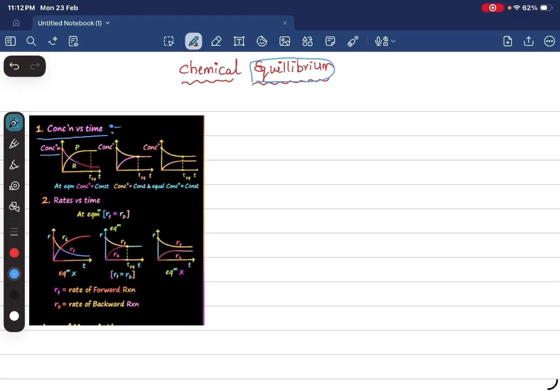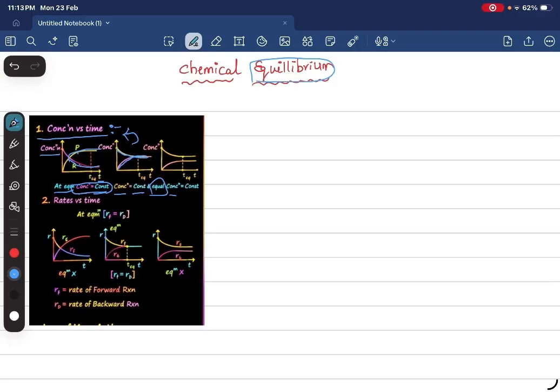Where concentration versus time, if you observe, at equilibrium the concentration equals a constant in this graph. So this is how we can represent equilibrium. The second graph is also another way to represent the same equilibrium, where concentrations are constant as well as equal. So exactly, concentrations are equal and also constant.